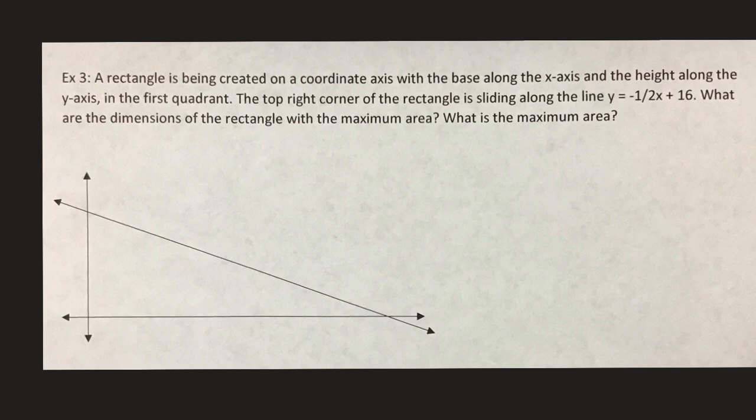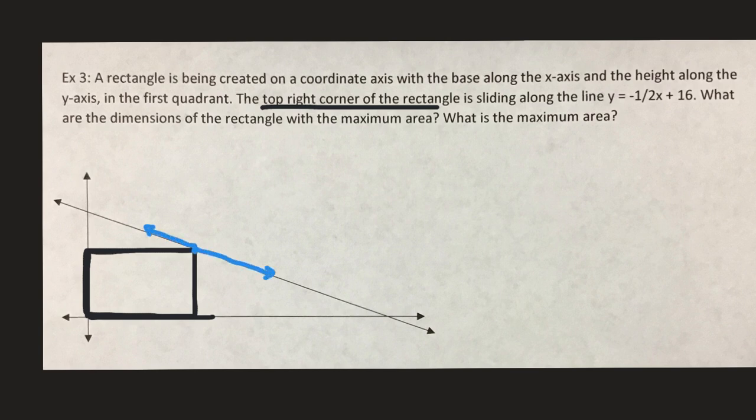So here's example 3. A rectangle is being created on a coordinate axis with the base along the x-axis. Okay, let's draw that. Here's your base along the x-axis and the height along the y-axis in the first quadrant. Okay, check, we got it. The top right corner of the rectangle is sliding along this line. Okay, so this would be our rectangle.